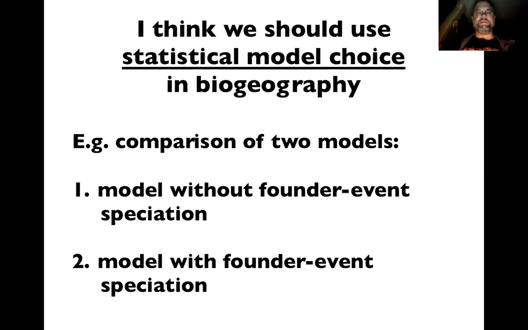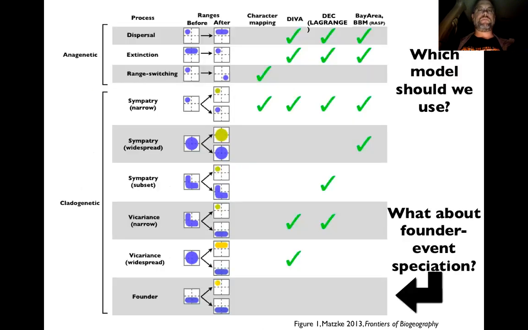My position, I've taken this, it's pretty clear. I do think we should use statistical model choice in biogeography. And for example, we should compare models without founder event speciation and models with founder event speciation. All right, folks have probably seen this slide. This is an explanation of how different programs make different assumptions about what processes are allowed. And in particular, one thing that I was drawn to when I got into this area was that a lot of the traditional models like DIVA and DEC just left out founder event speciation. They had allowed various kinds of vicariance or subset sympatry, but they just disallowed founder event speciation. And I thought, hey, why don't we put that in a program and see if it improves model fit?